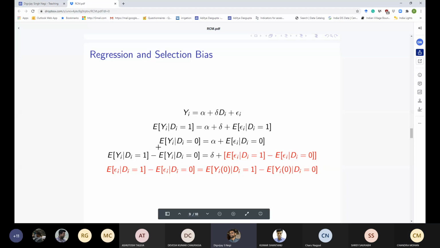So, sorry. The last line. Yeah. So what I'm saying here is that you calculate these two differences. You calculate the average treatment effect. It is delta plus this term. This term is exactly equal to these two terms that we saw in the Rubin's causal model.